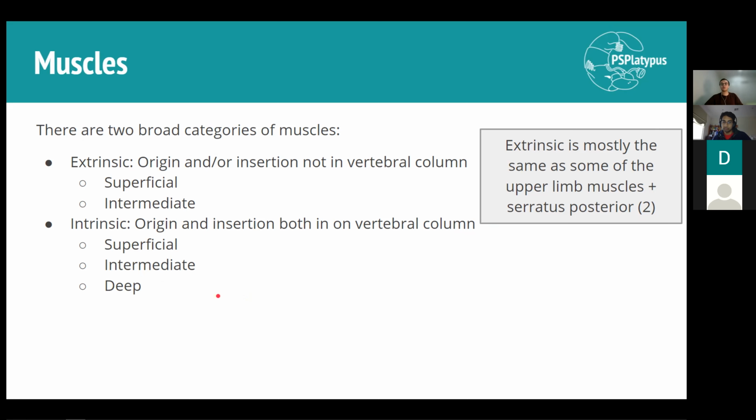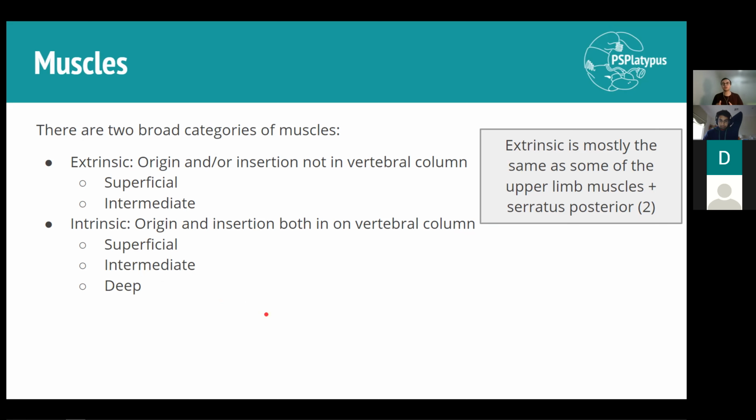And yeah, so with your muscles at the back, you have two broad categories: extrinsic. So extrinsic meaning that the origin and or insertion is not on the vertebral column. So that's sort of your upper limb muscles, which we discovered in, was it week 1 anatomy, where we talked about the upper limb and the trapezius muscles, deltoids, and things like that. A lot of those muscles are going to connect your vertebrae to your shoulder girdle. And so those muscles we've already covered. I'm not going to go into them, but I've got diagrams of them here anyways.